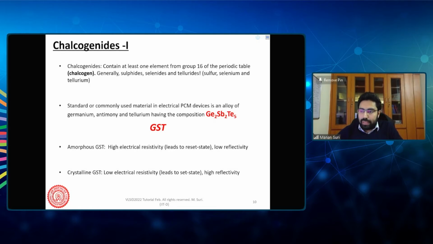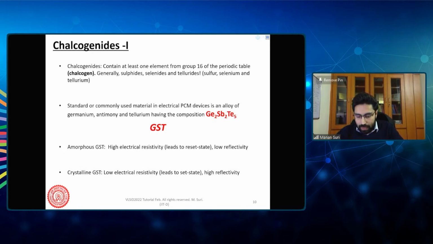So traditionally one would encode the amorphous phase as a high resistance state, also referred to as HRS, or a 0, and similarly a crystalline state, one would refer to it as LRS, low resistance state, or 1. So that is the basic principle of storage in these devices.